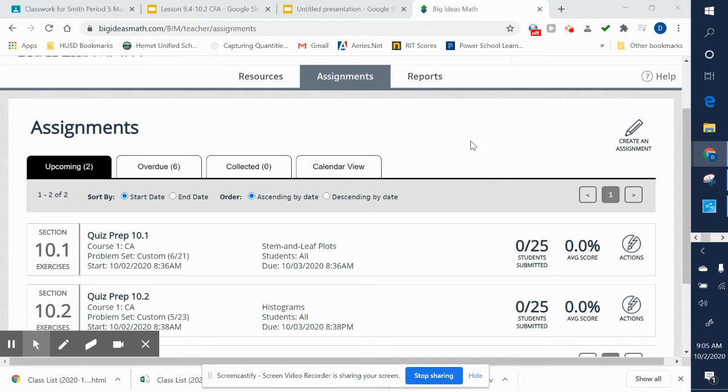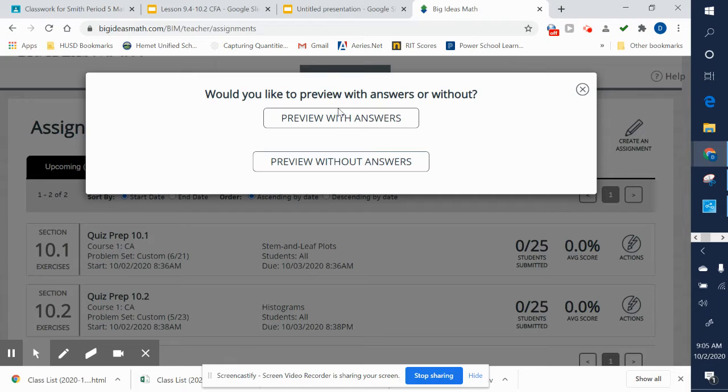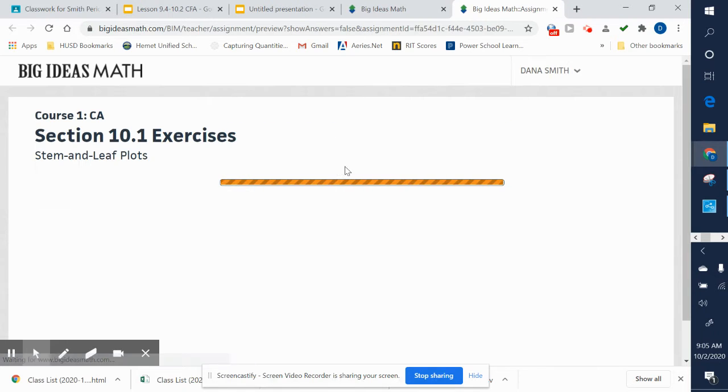Okay, I want to talk to you about what you're going to do when you log into Big Ideas. You'll make your way to the assignments where you can see in the top middle, and here are your two assignments for today. You see that they both are a quiz prep, practice on 10.1, practice on 10.2. Over here on the right is where you'll log in. My screen's a little bit different, but I want to show you what you're doing today. I'm going to preview the assignment without the answers.